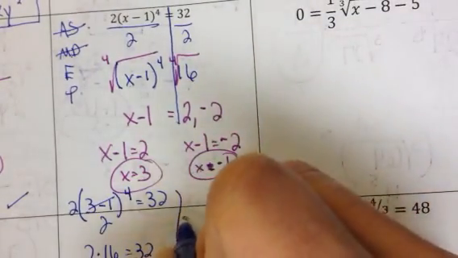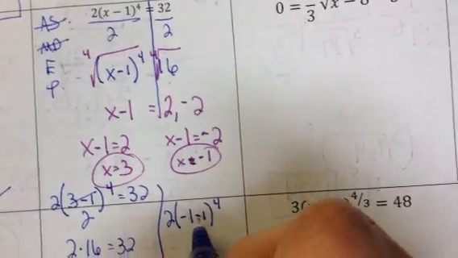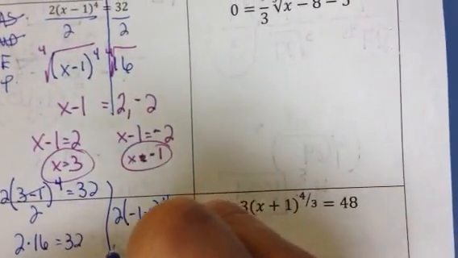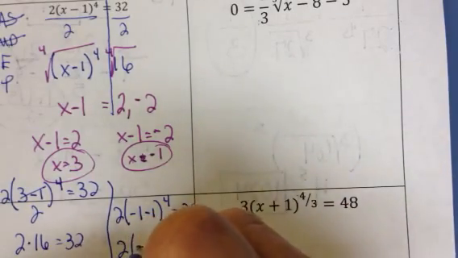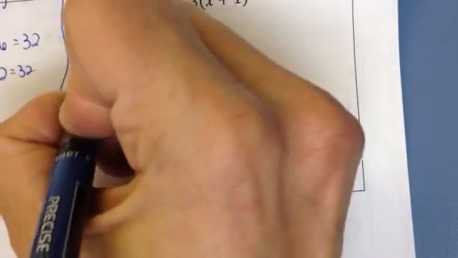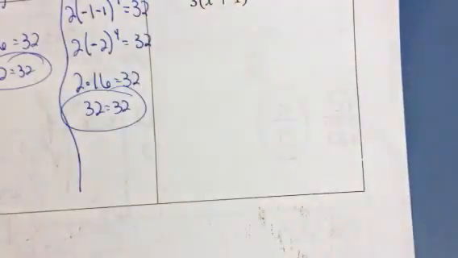And then negative 1. So negative 1 minus negative 1 is negative 2. And negative 2, make sure you type it in correctly, to the 4th power is 16. And when I'm done, yes, 32 equals 32. Okay? All right, next problem.